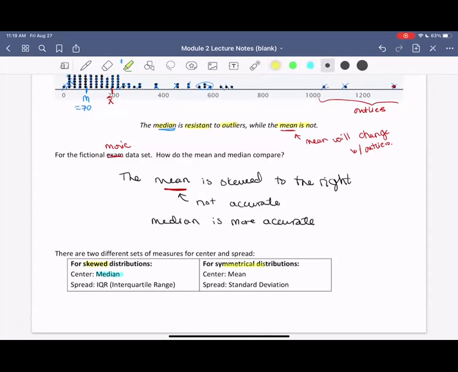But for symmetric distributions, as we saw, the mean and median are very similar, so we usually use the mean. Now in future videos, we're going to look at spread of data, and we'll see the two types of data that we look at in terms of spread are the interquartile range and the standard deviation.